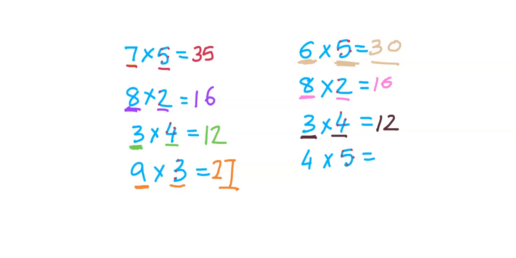Our next number is 4. We'll skip count by 4. So count 4, 8, 12, 16, 20. So our answer is 20. So 4 times 5 is 20.